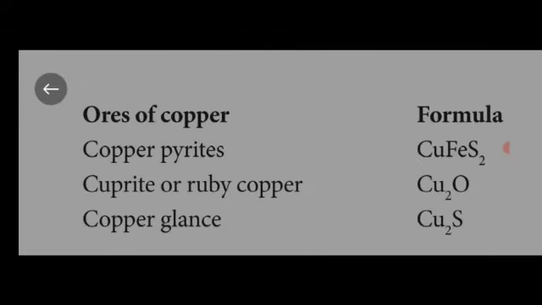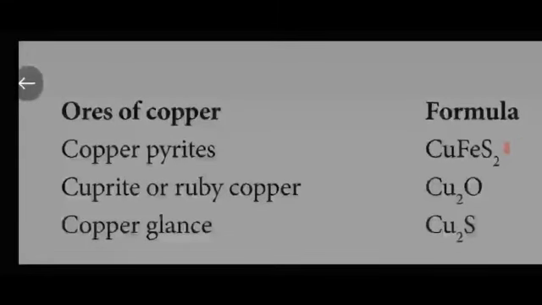Let's see the ores of copper. The first ore is copper pyrites, formula CuFeS2. The second ore of copper is cuprite, otherwise called ruby copper, formula Cu2O. The last ore of copper is copper glance, formula Cu2S. There are three ores: copper pyrites, cuprite or ruby copper, and copper glance.